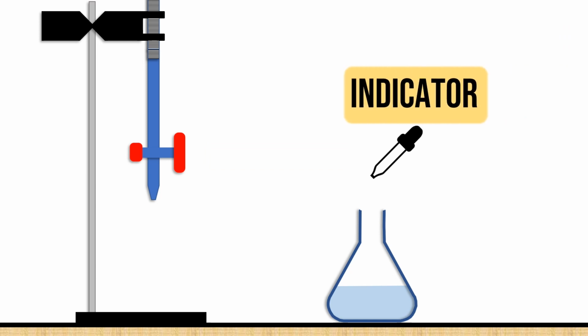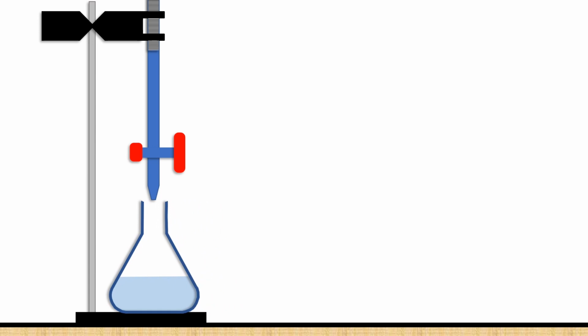Next, we'll add a few drops of indicator, which will change color near the pH of the equivalency point, and place the flask under the burette. Open the valve or stopcock to dispense the titrant into the Erlenmeyer flask, until one drop turns the solution a different color. This is the end point.